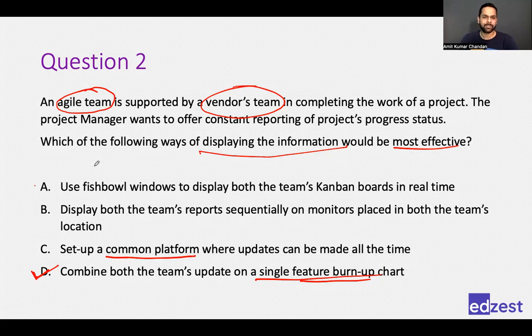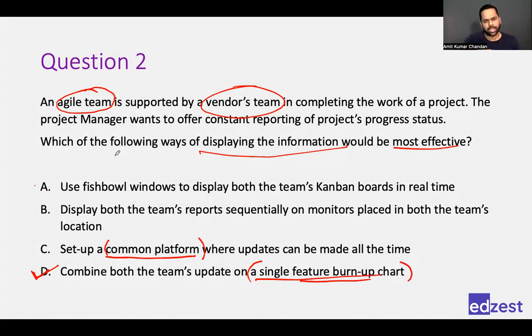The reason was that when you set up a common platform where updates can be made at the time, this option gives you more features, more insights into the progress of the project. And a feature burn-up chart maybe would give you very specific, limited information. That is the reason I selected C.